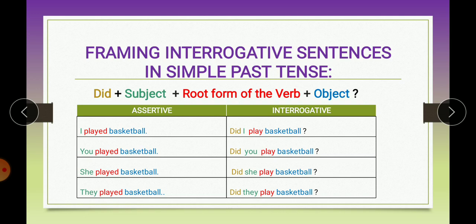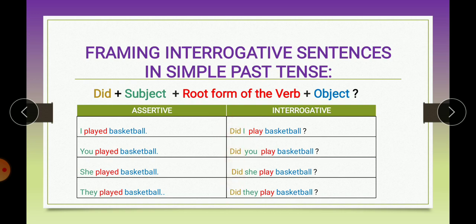So when we are framing or converting simple past tense sentences into interrogative sentences, what are we supposed to do? We have to put words in this order. Did, then subject, then the root form of the verb, followed by an object if any. So I played basketball. Interrogative will be did I play basketball? So did followed by I, that is the subject, root form of the verb, that is play, and object basketball. So again here played is in the simple past tense in assertive sentences and it has been converted to play. The reason is we are using did.